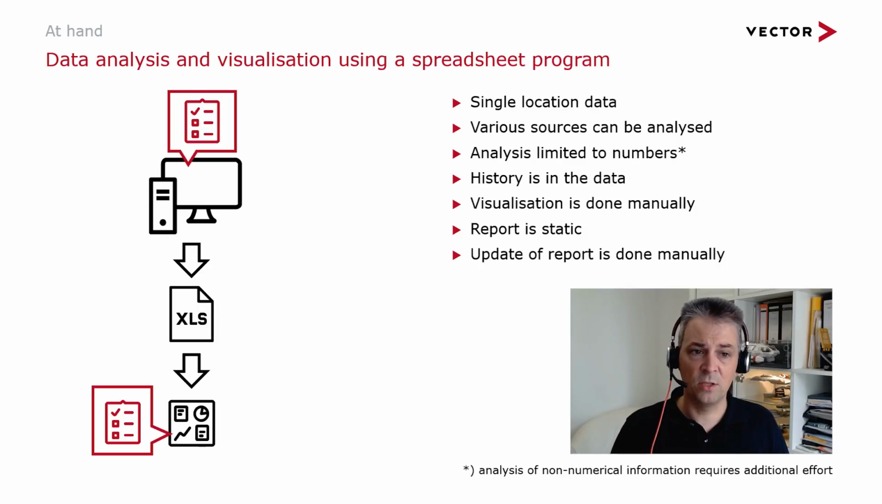Summarizing the spreadsheet solution, you have single location data, so all the information is on one PC, on one desktop. You have various sources that can be analyzed, but the analysis is mostly limited to numbers. You could also analyze non-numerical information, but this requires additional effort. The history is in the data. The visualization is done manually. You have to choose what you want to see. The report is static, and the update of the report is done manually.